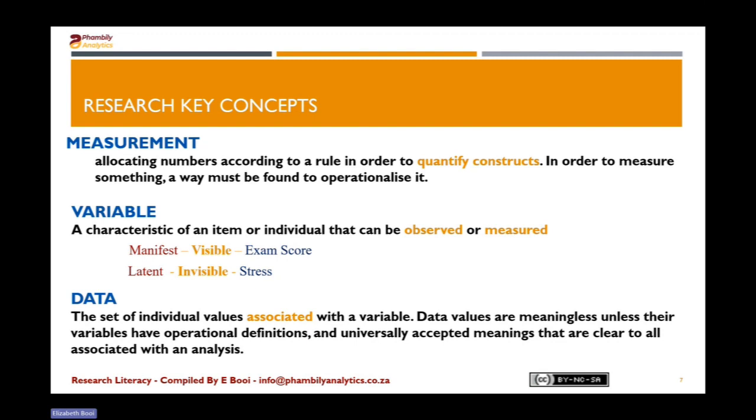For example, let's say you want to test people's depression score, how depressed everyone is. So you will have to assign some numbers in terms of testing the depression level of everyone. So to quantify that construct called depression, you will need to allocate a number to it. Or sometimes for a construct, you can allocate not just a number, but a label to it.